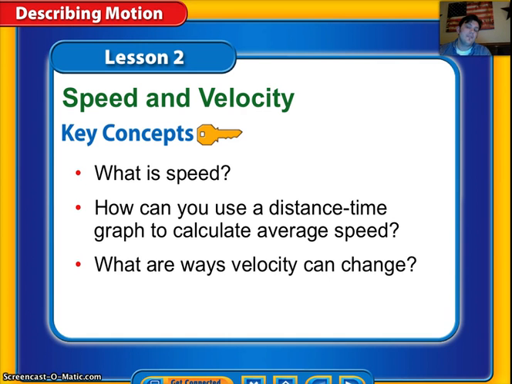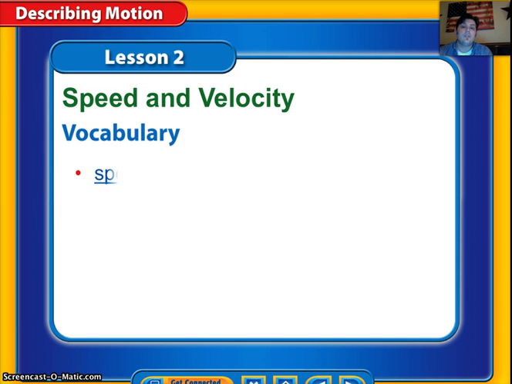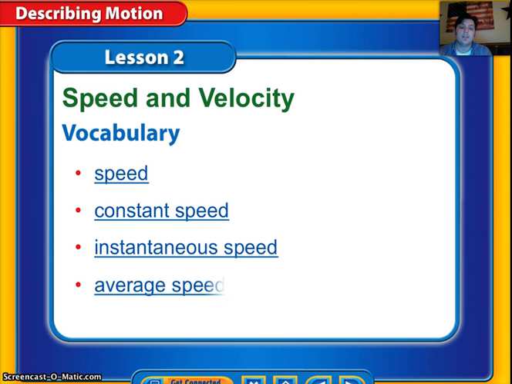By the end of this presentation, doing the multiple labs we're going to do, any videos and readings, you're going to be able to answer these questions and be awesome for the quiz and tests we're going to do in the future. So here are some of the vocabulary words we're going to learn today.